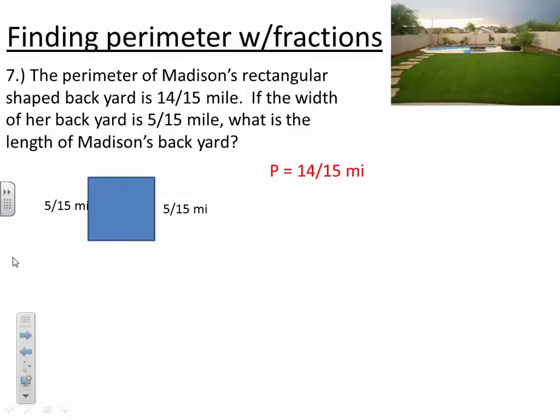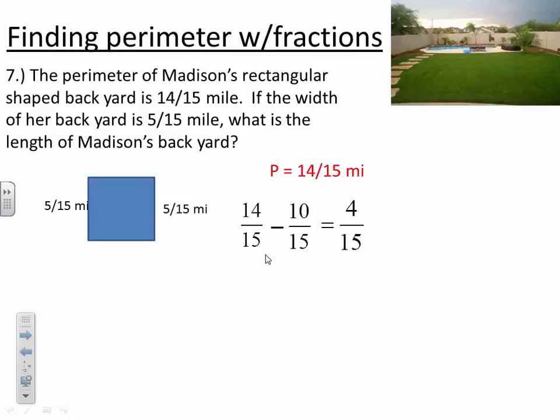Well, let's first combine those two. So 5/15 plus 5/15 is 10/15 because look what we did. We have a common denominator. We just added the numerators. 5 and 5 gives us 10. If we know the total is 14/15, and we've already used 5/15 and 5/15, we've already used 10. Why don't we subtract those? Again, since we have a common denominator, we can just subtract the numerators. 14 minus 10, we all know is 4.